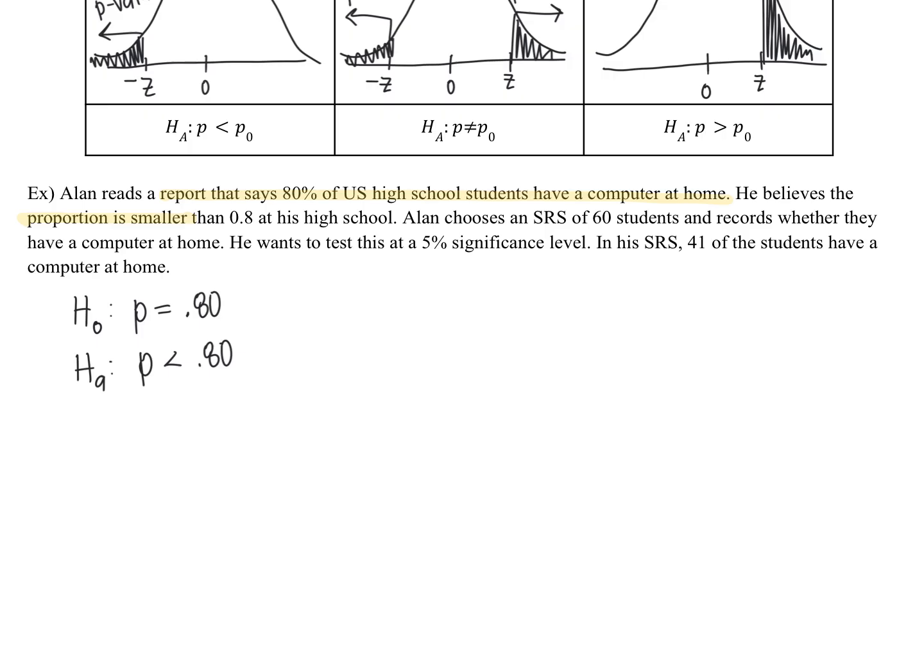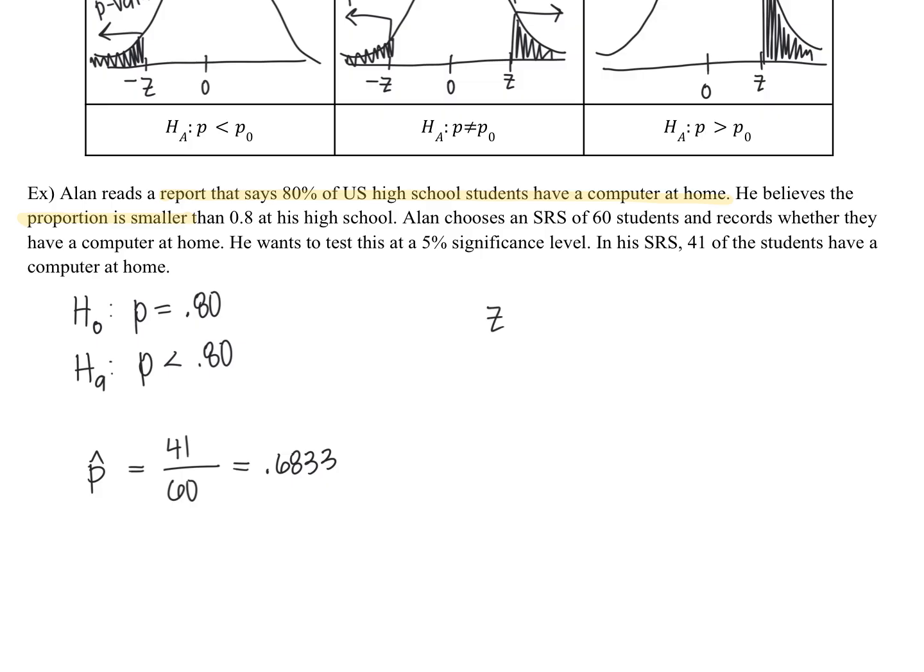The next thing we want to do is calculate our P hat. So our number of yeses is 41 over our sample size of 60, which is going to be 0.683 repeating. So I'm going to go 4 decimals, 0.6833. And again, P hat is not guaranteed to be a nice decimal, so we don't want to round too early for the calculating of our test statistics. We want our z-score to be as accurate as possible.